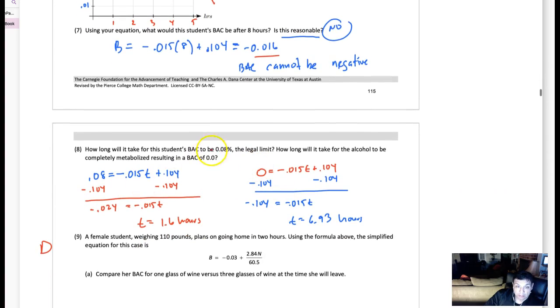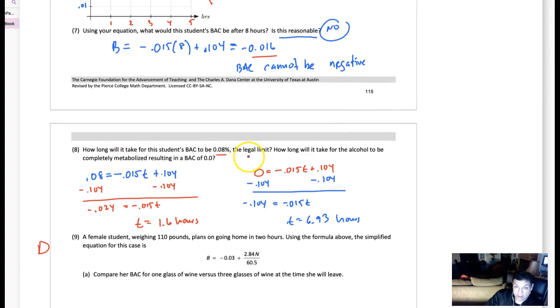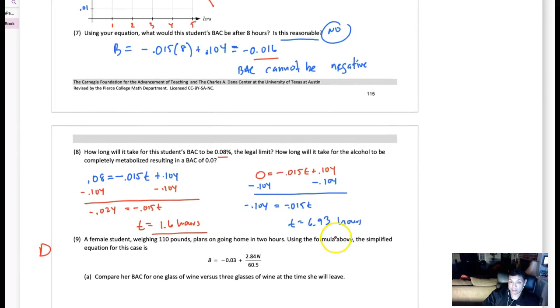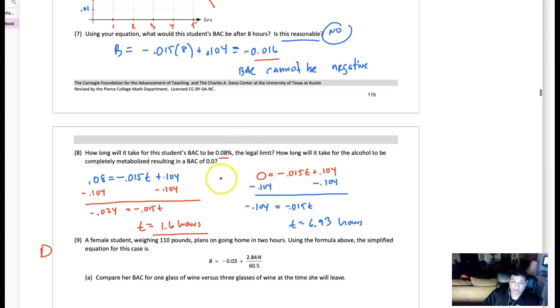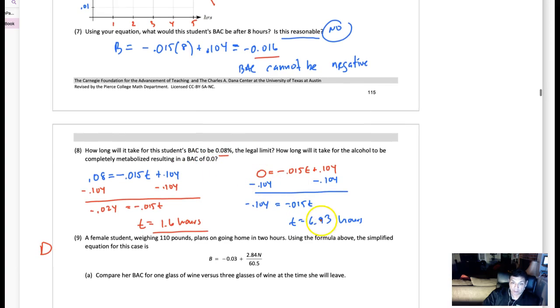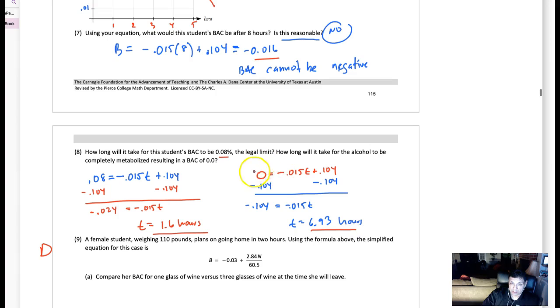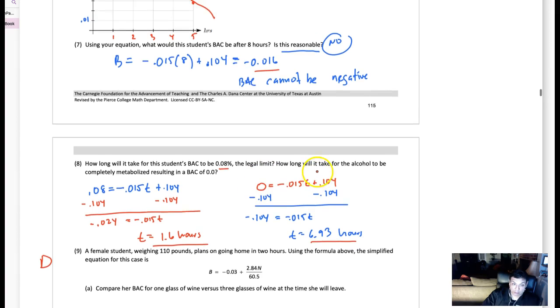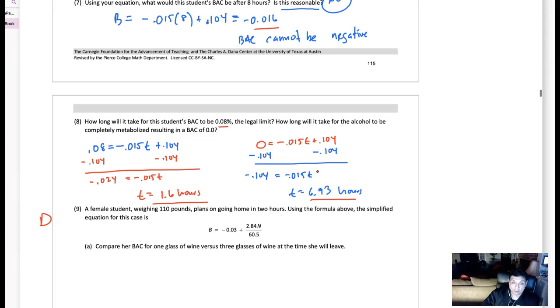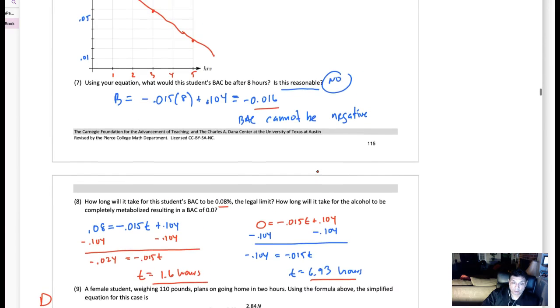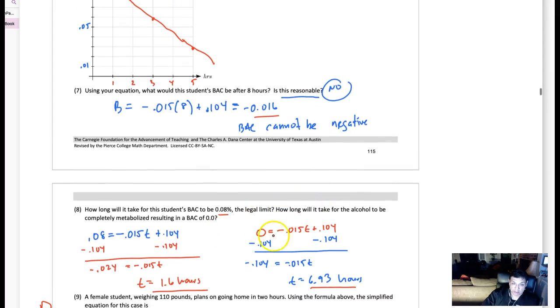And then you could use this equation to solve problems like this. How long will it take for him to get to the legal limit? You can see where you set it equal to 0.08 and you solve. You will see it takes 1.6 hours for him to get to the legal limit. How long will the alcohol leave his system? You can see it would be 6.93 hours. And again, you get that by setting your original equation equal to 0, and you solve that.